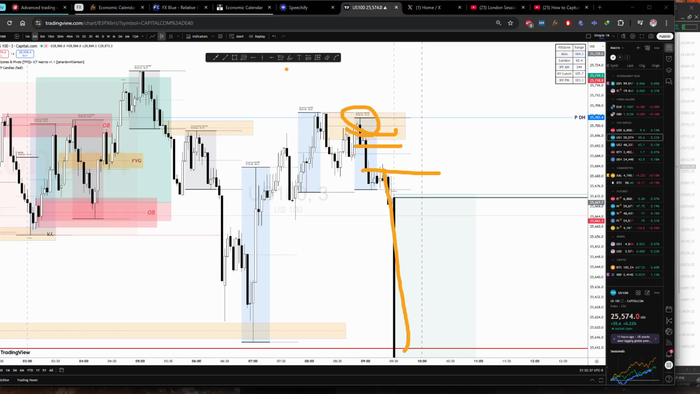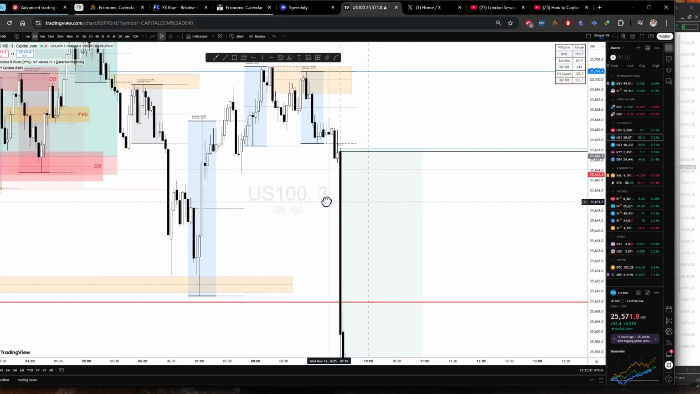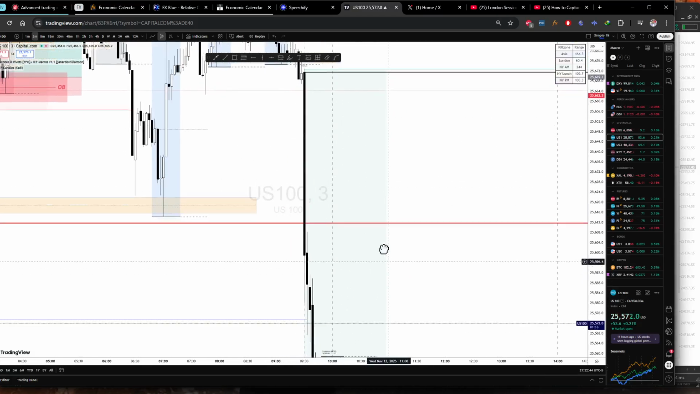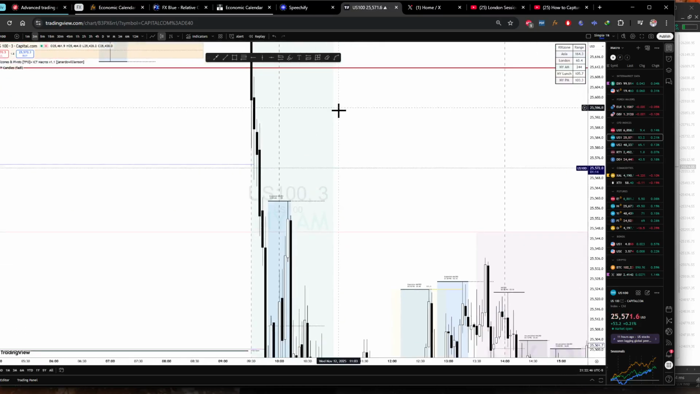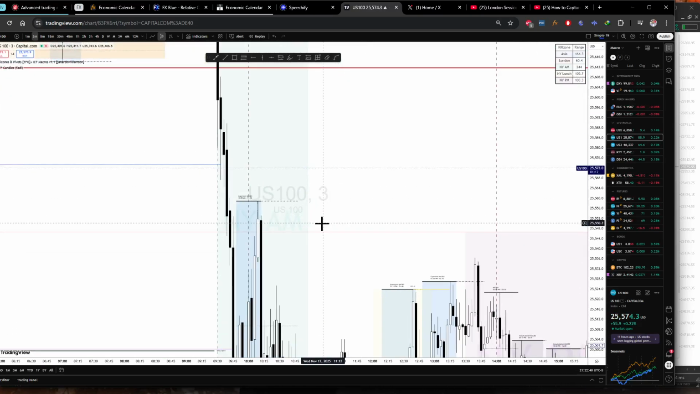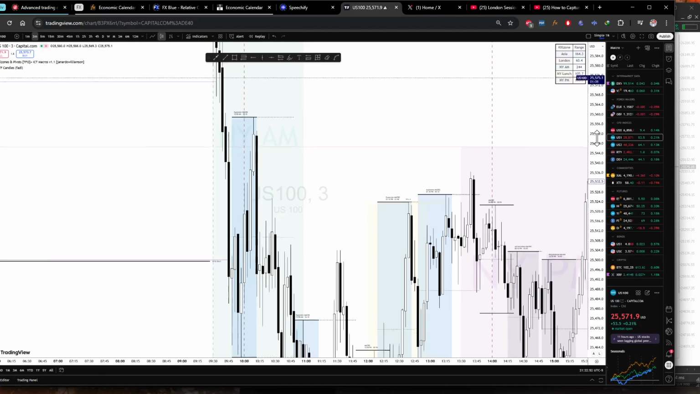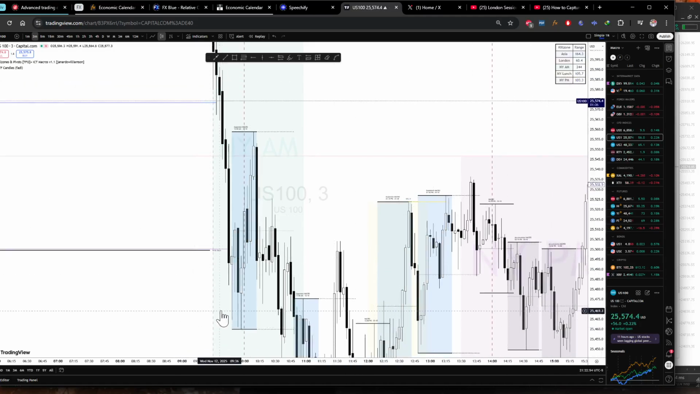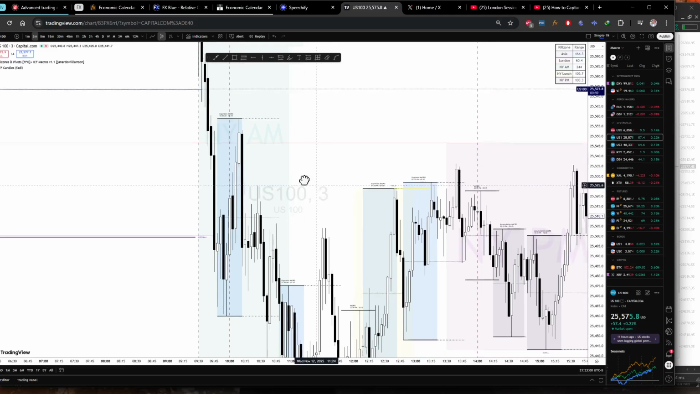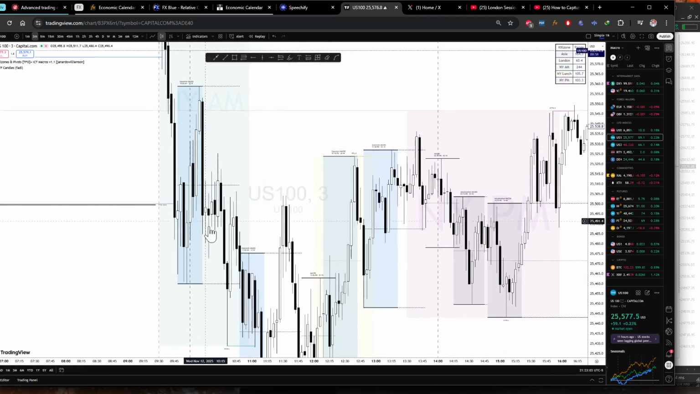So we just melted for the entirety of the AM session. By the time we get to the 10:10 macro where the new 4 hour candle opens, we were ready to bounce back. So we got this nice little bounce here, and then we continued selling off at the end of the macro. So this was a bit fast paced.